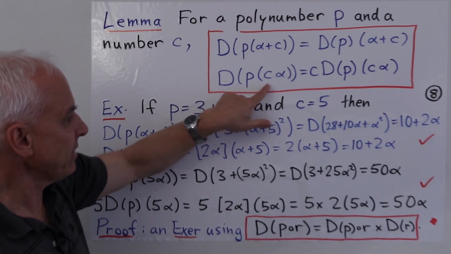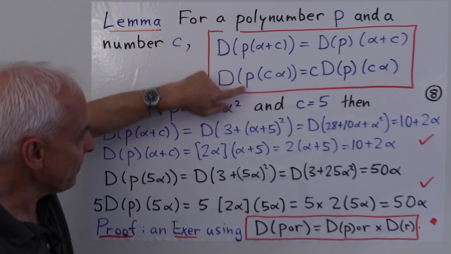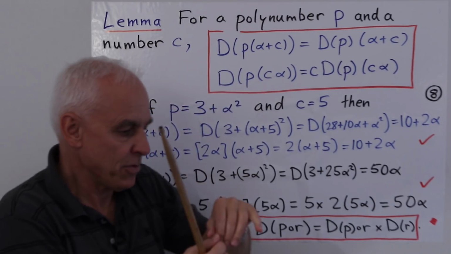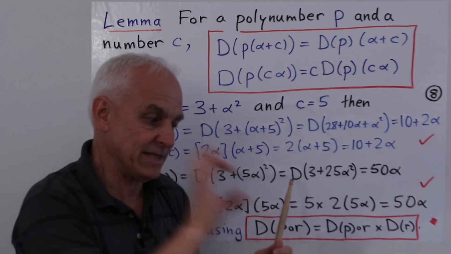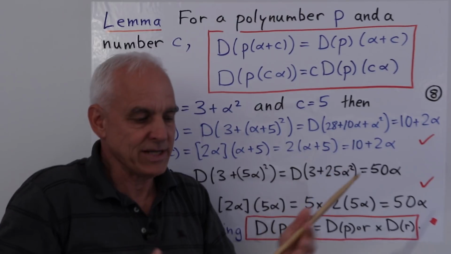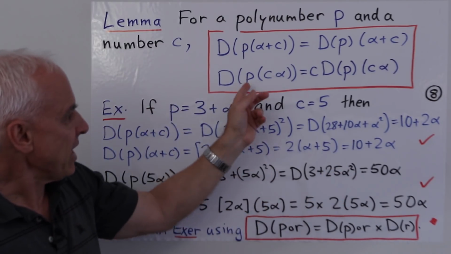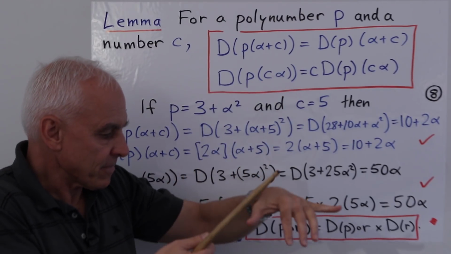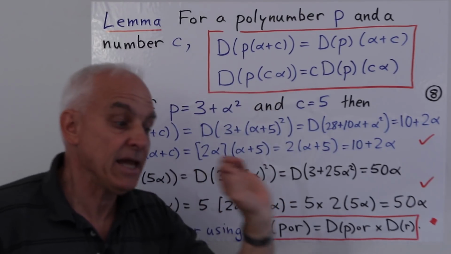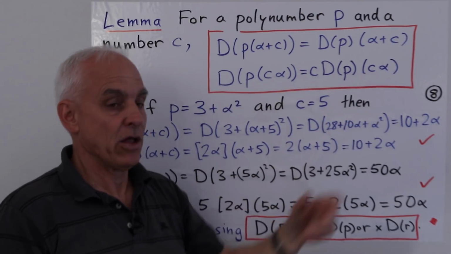And what about a dilate? Well, it's similar, but there's a little bit of an extra twist. If you take the derivative of the polynomial p evaluated at c alpha, so now you take all the occurrences of alpha and you replace each one of them with c alpha. Geometrically, that corresponds to a rescaling or a dilation, but it's just a purely algebraic thing. So you take that algebraically modified polynomial and take its derivative. The claim is that that's c times the derivative of p evaluated at c alpha.